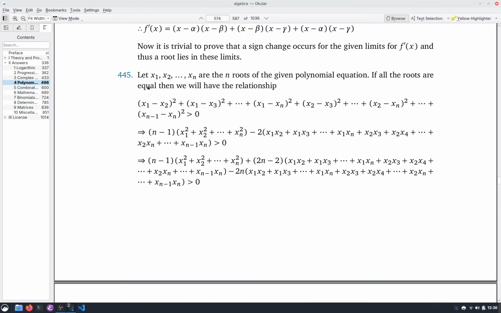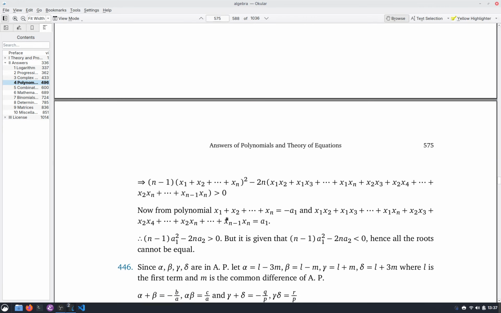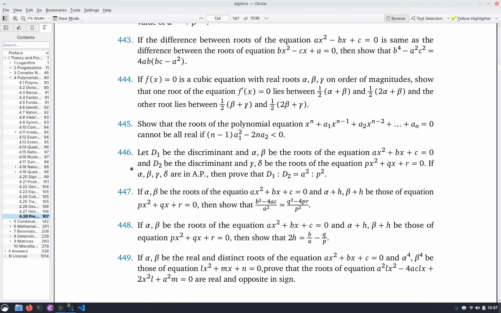Okay, not equal. So see, if the roots are real, the sum of squares would be non-zero and real. That's why greater than 0. So from this we finally arrived at this result. There are some typos, they should be A2. Okay. Now we come to question 446.